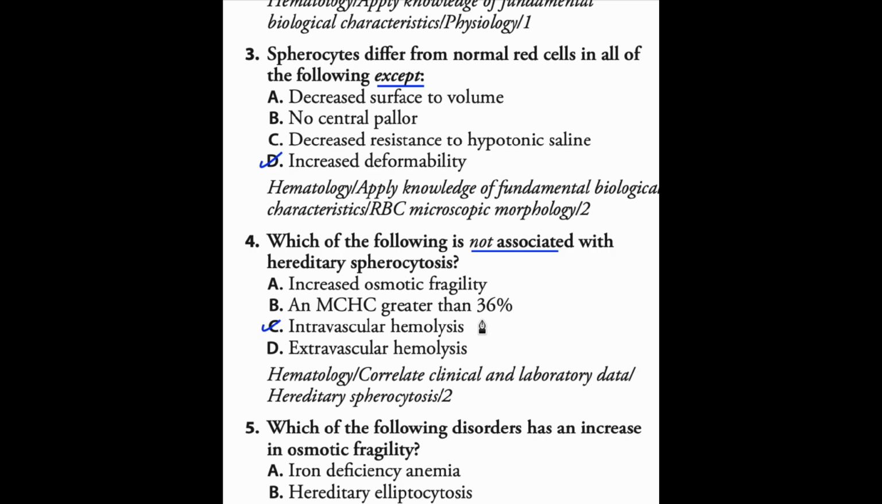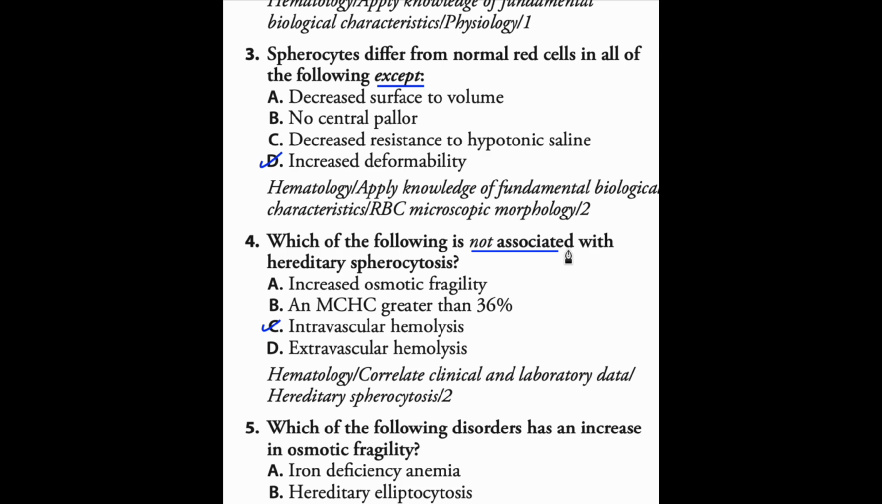MCHC greater than 36%. This is also a classic finding. MCHC is the mean corpuscular hemoglobin concentration. Because the cell membrane is lost, but the hemoglobin inside is not, the concentration of hemoglobin within the smaller cell volume is increased. It's one of the few conditions where you will see a truly elevated MCHC. So the last one, intravascular hemolysis, is the one that is not associated.